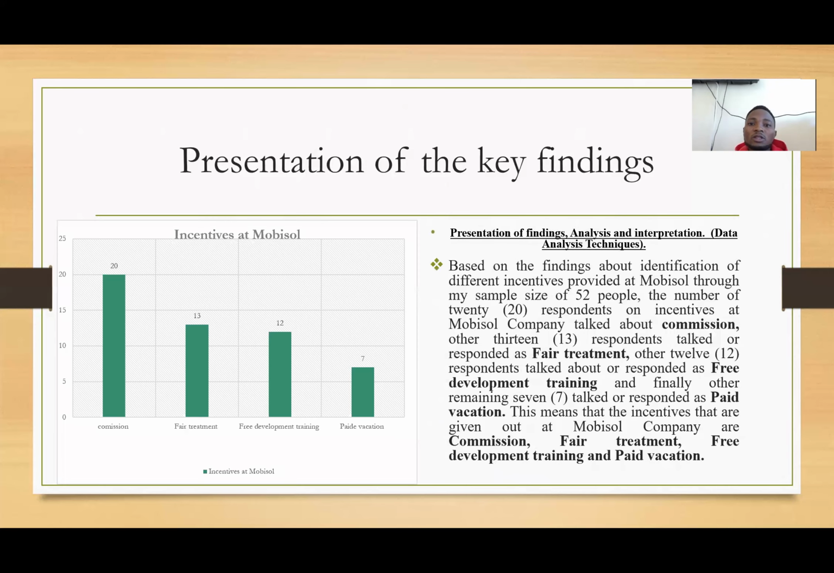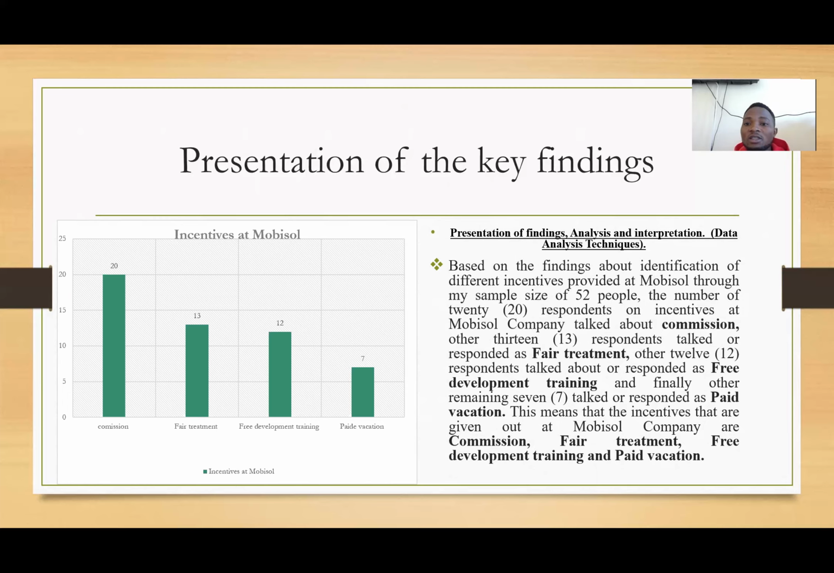So let me talk about the presentation of the key findings. As you can see, there is a graph, there is a chart. As you see, 20 people talked about the commissions in this company, Mobisol. 13 people talked about fair treatment, 12 people talked about the free development trainings, and 7 people talked about the paid vacation.